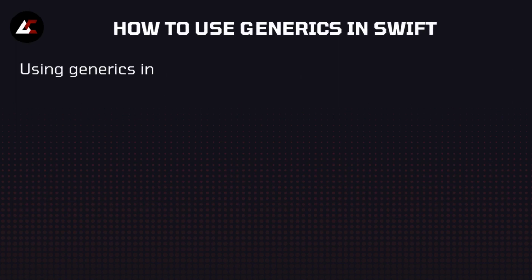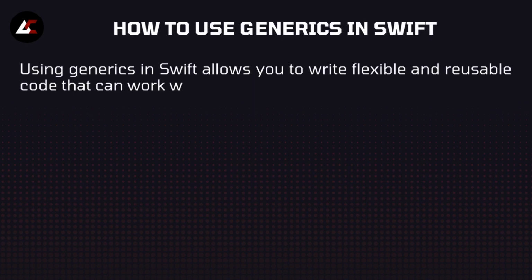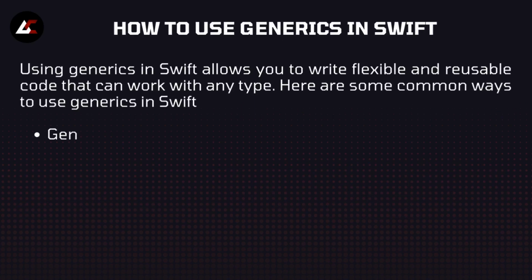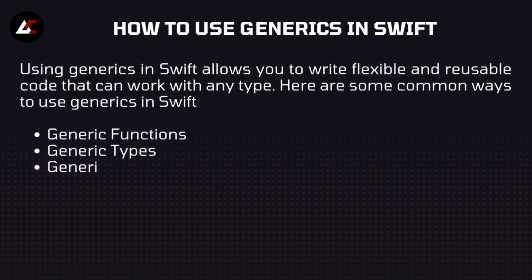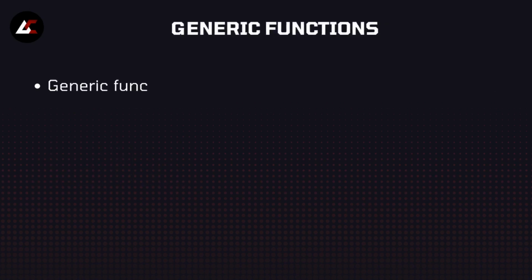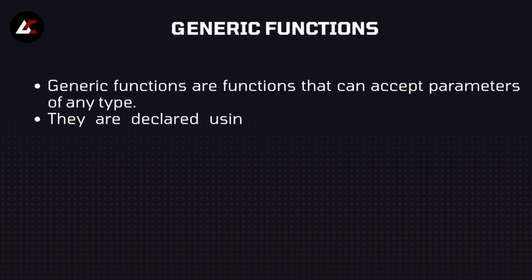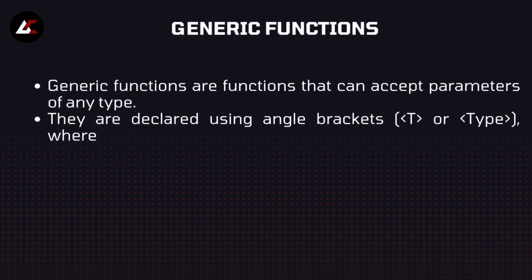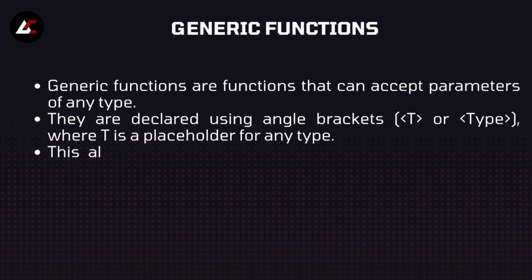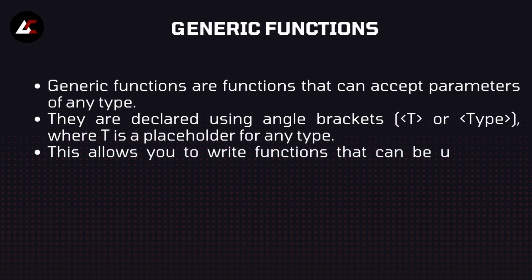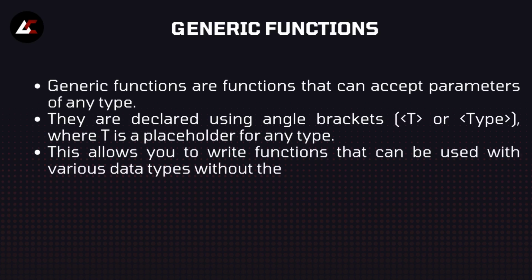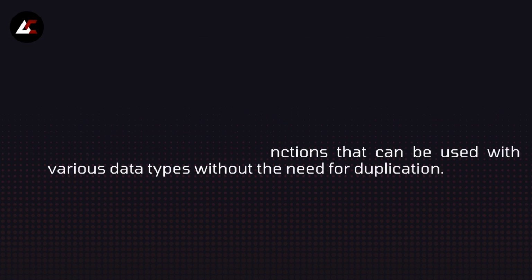How to use generics in Swift? Using generics in Swift allows you to write flexible and reusable code that can work with any type. Here are some common ways to use generics in Swift: generic functions, generic types, generic protocols, and generic constraints. Generic functions are functions that can accept parameters of any type. They are declared using angle brackets, where T is a placeholder for any type. This allows you to write functions that can be used with various data types without the need for duplication.